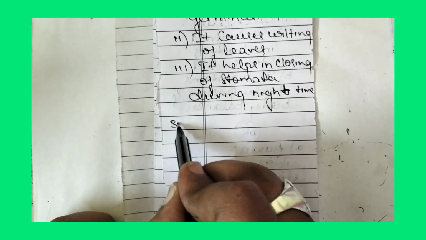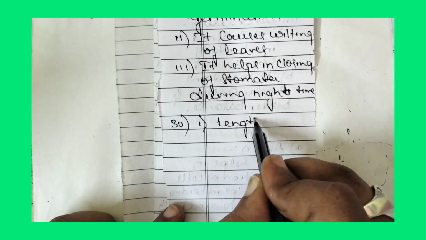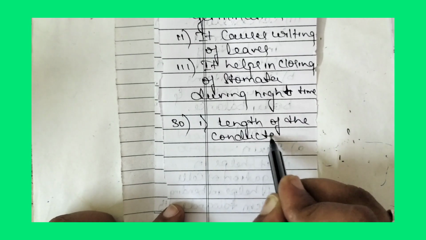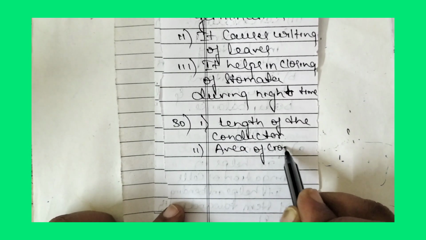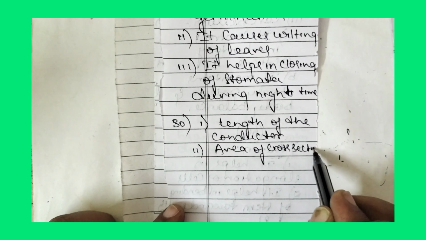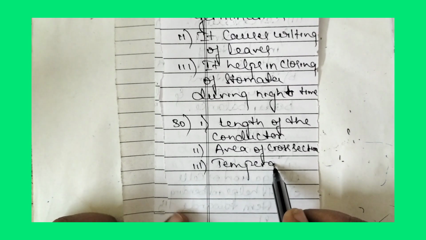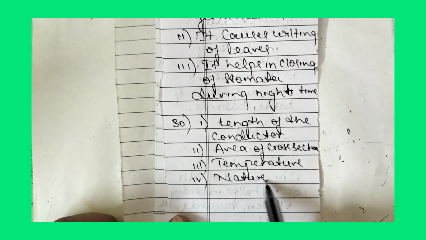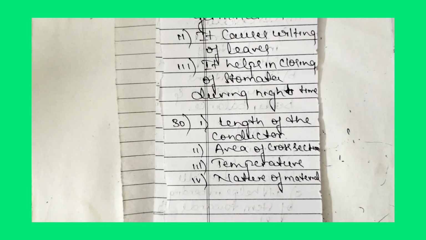So resistance of a conductor depends upon the following factors. It depends upon length of the conductor. It depends upon area of cross section. Then third, it depends upon temperature of conductor. Fourth one, it depends upon nature of material. So these are the four factors on which resistance of a conductor depends.